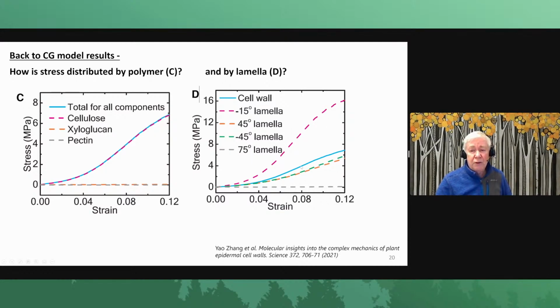The one which is close to right angle, the 75 degree lamellae, bears very little stress. And the lamellae with intermediate cellulose orientations have an intermediate stretching. So when you stretch this polylamellate cell wall, the stresses borne by that wall, at least according to this very simple cell wall model, are not evenly distributed on the lamellae, but vary quite dramatically between the lamellae, depending upon cellulose orientation.